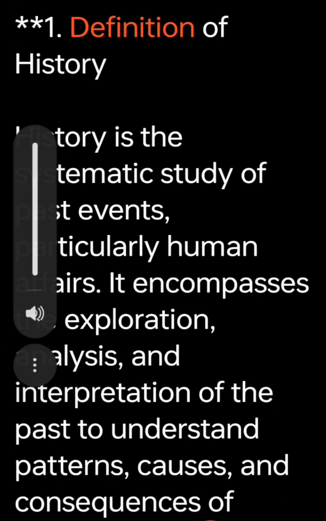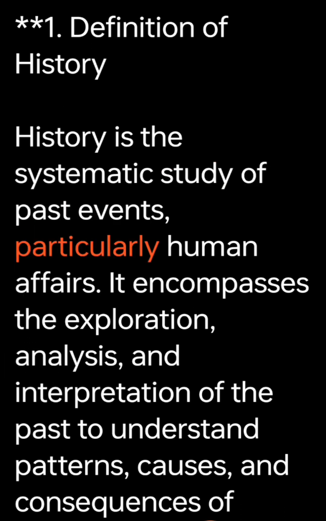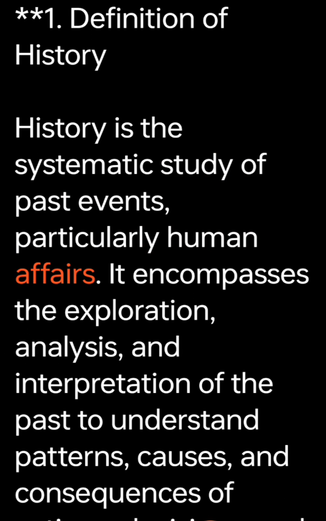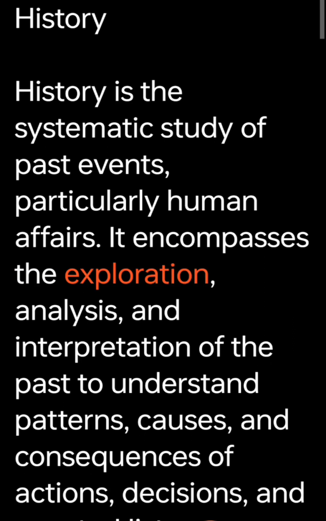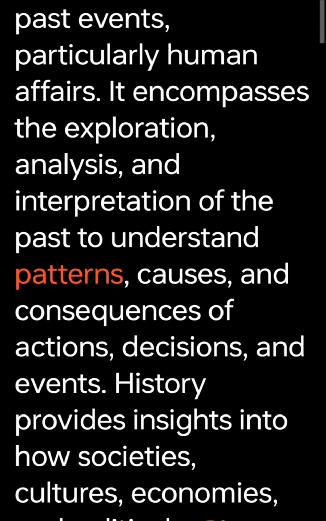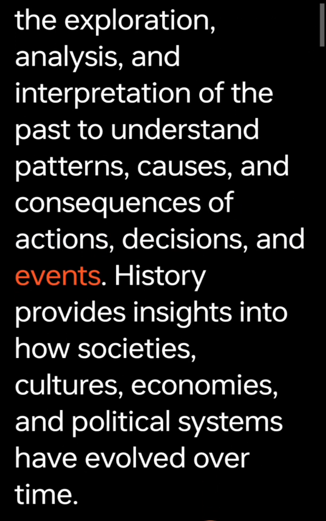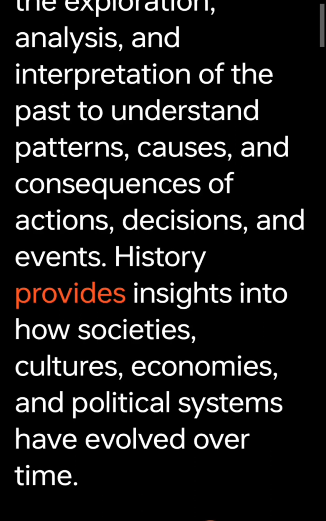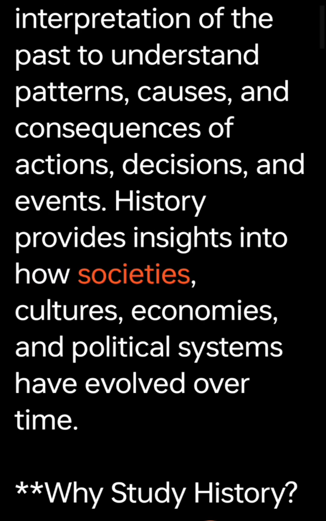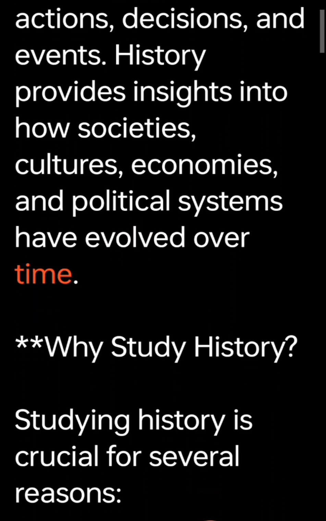1. Definition of history. History is the systematic study of past events, particularly human affairs. It encompasses the exploration, analysis, and interpretation of the past to understand patterns, causes, and consequences of actions, decisions, and events. History provides insights into how societies, cultures, economies, and political systems have evolved over time.